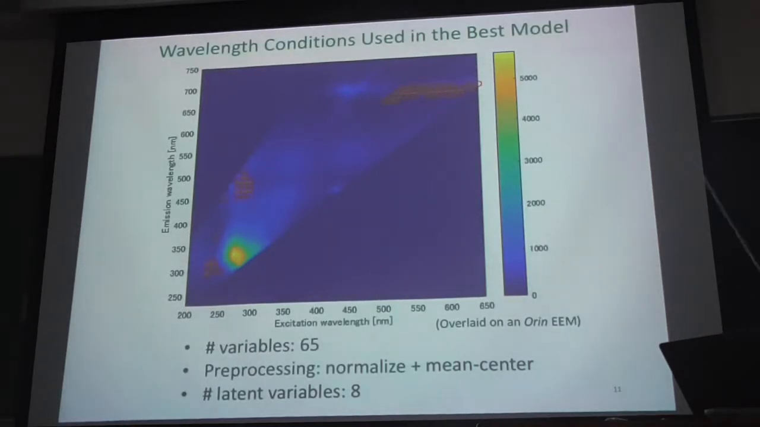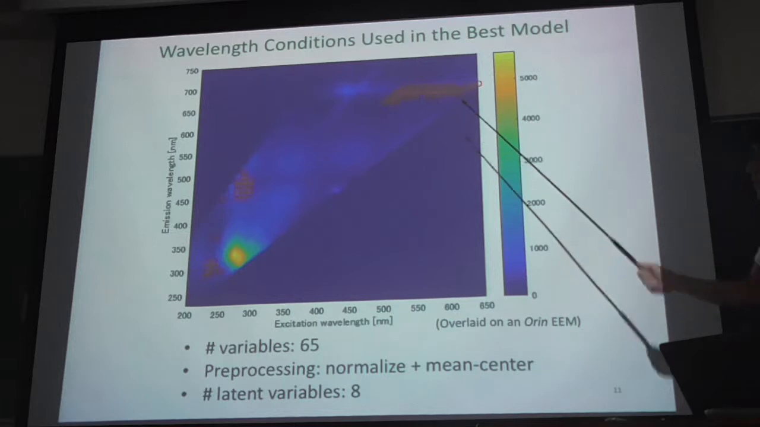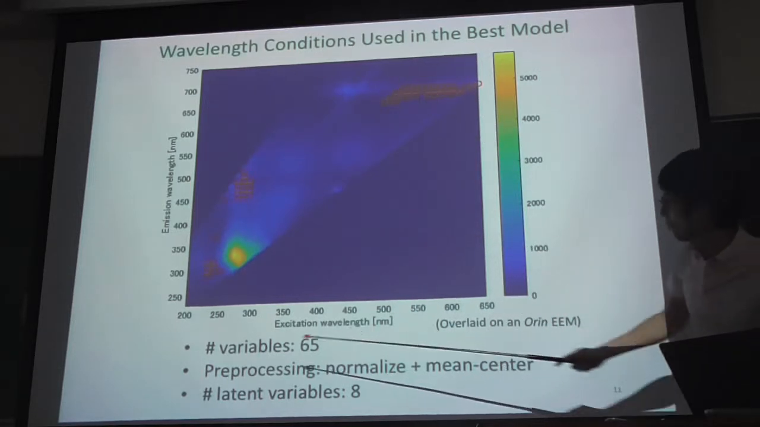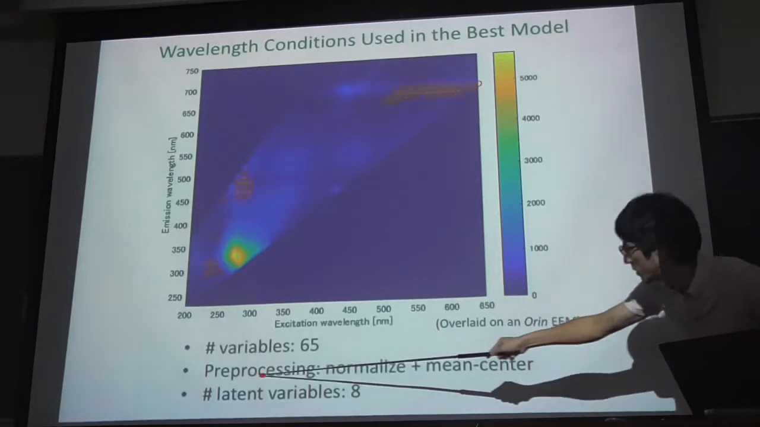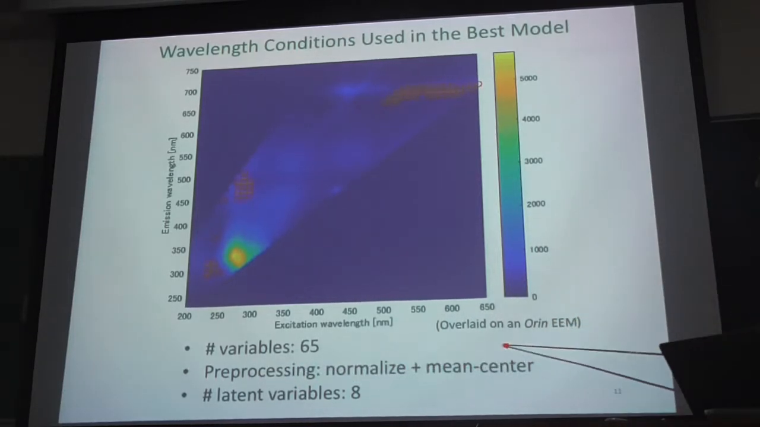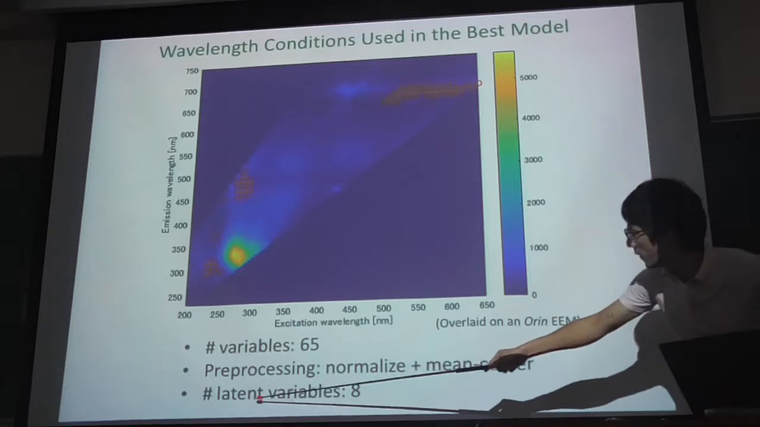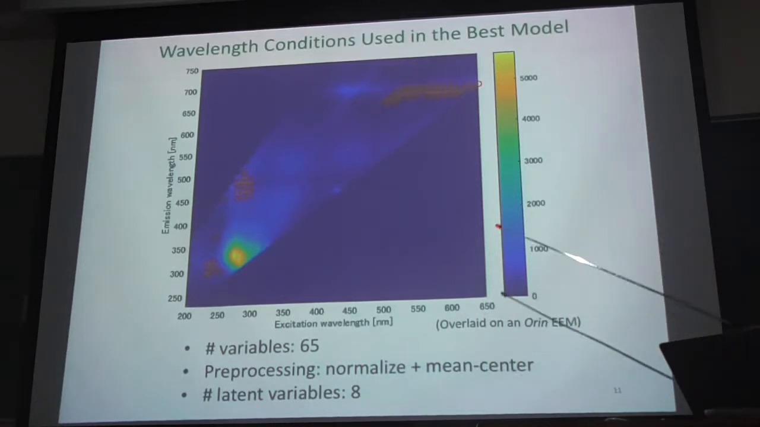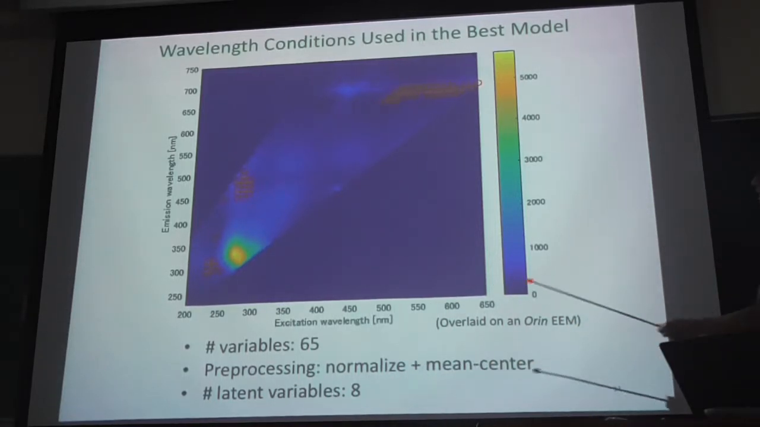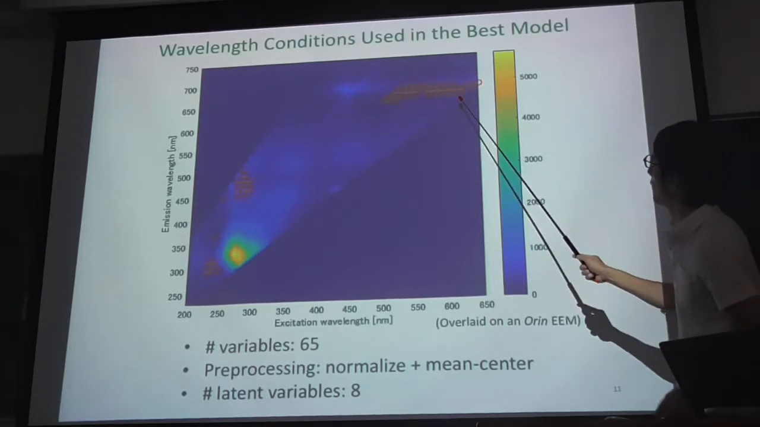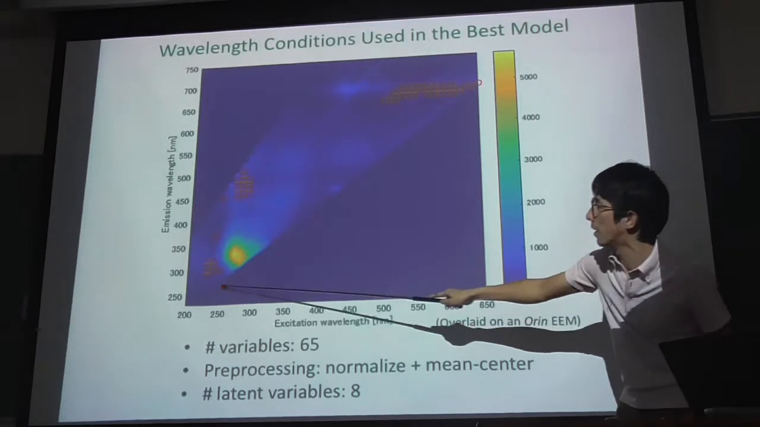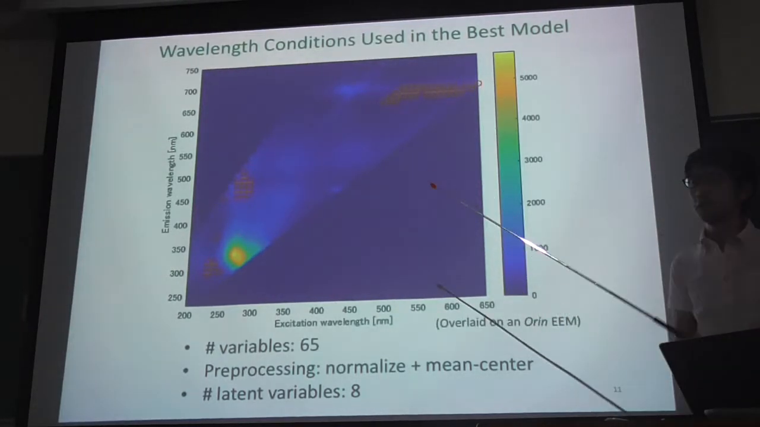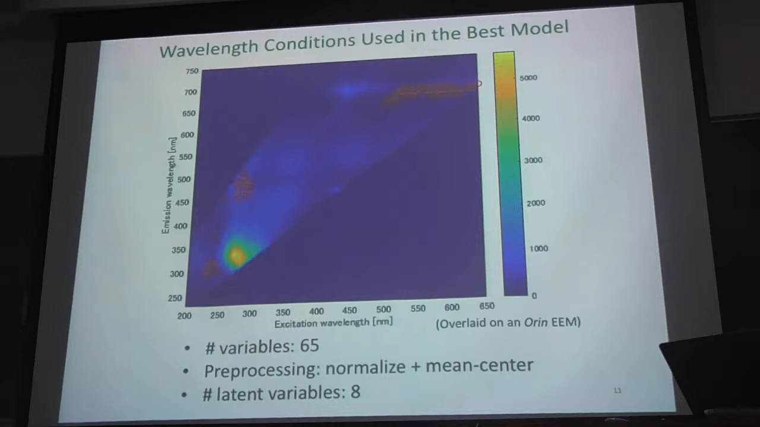The red circles are the selected variables. The number of variables is 65. The best preprocessing was normalization plus mean centering, and the number of latent variables was 8. What was interesting is that the selected variables are not located at the top of the fluorescence peaks, but on the skirts of the fluorescence peaks. I don't know why, but it is interesting.